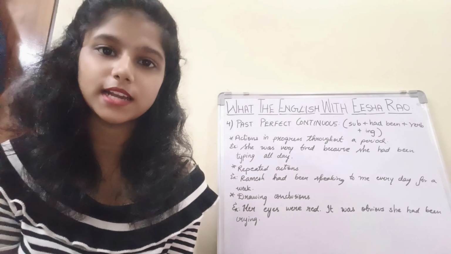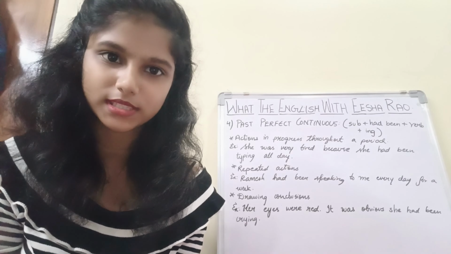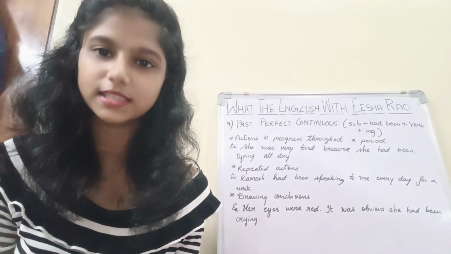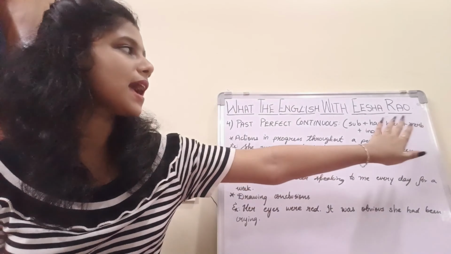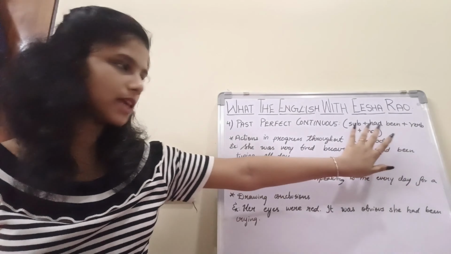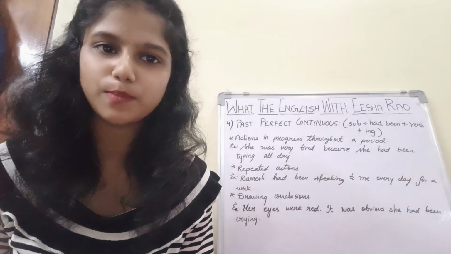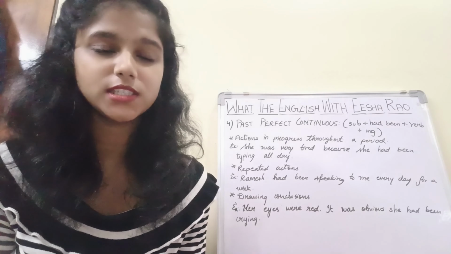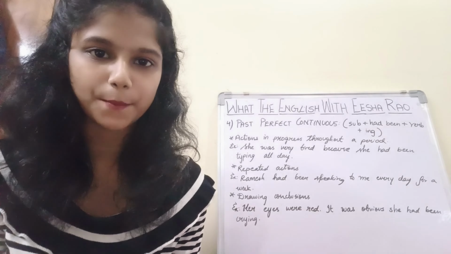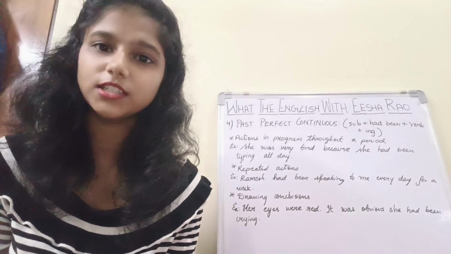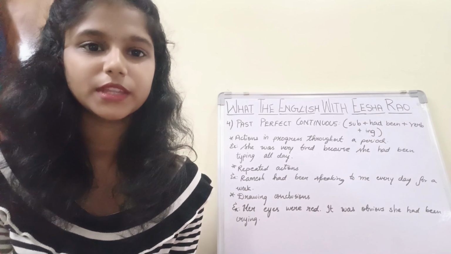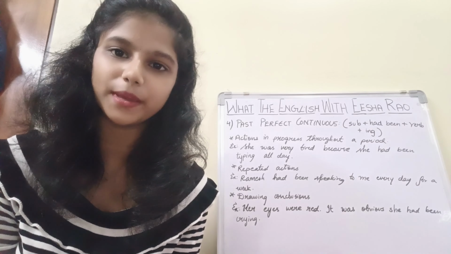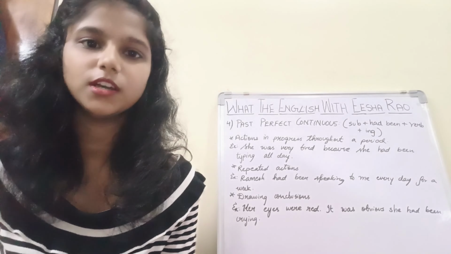Our last tense is the past perfect continuous tense. Here the formula of past perfect continuous tense is subject plus had been plus verb plus ing. Now, when is this tense used? When actions are in progress throughout a period. For example, she was very tired. She had been typing all day. Here, depending on the context, she was still typing or she had recently stopped.